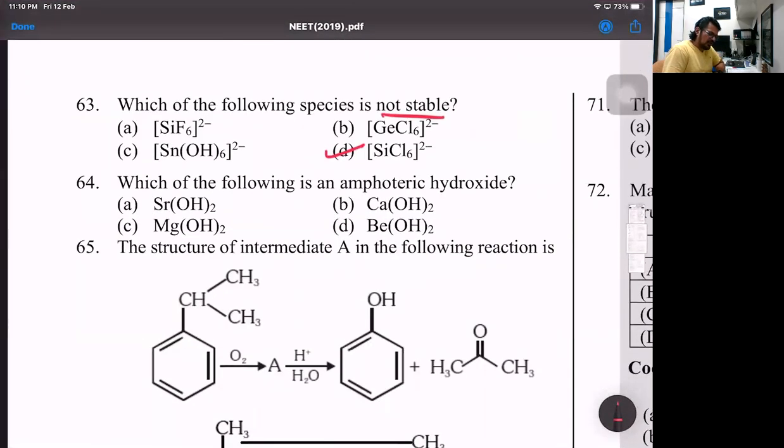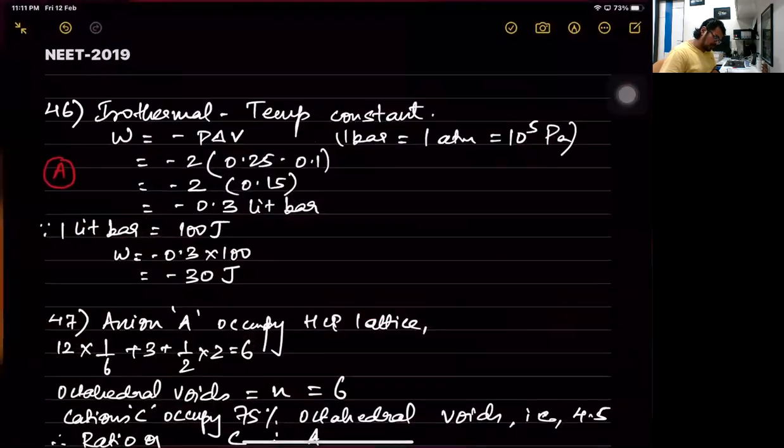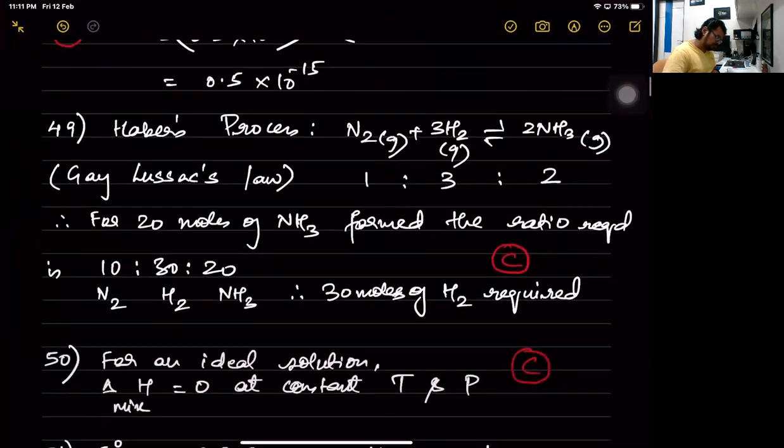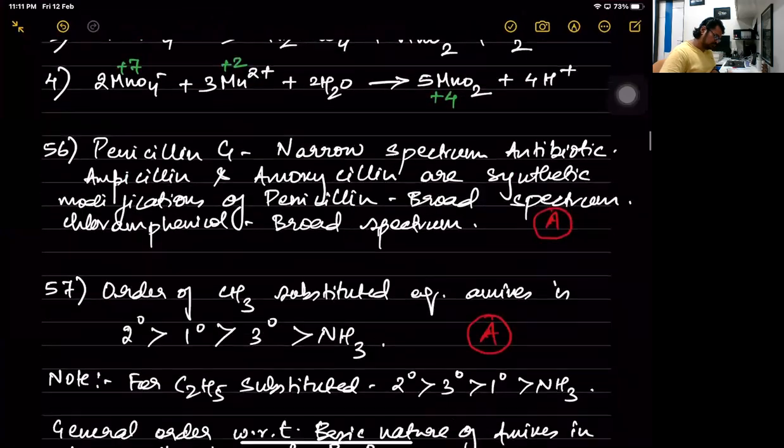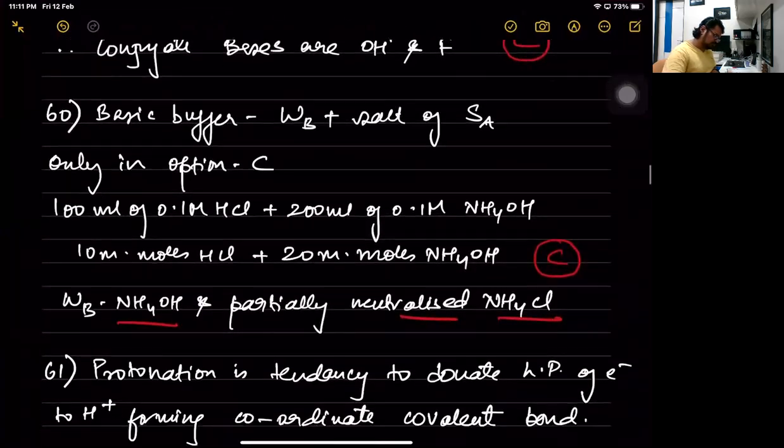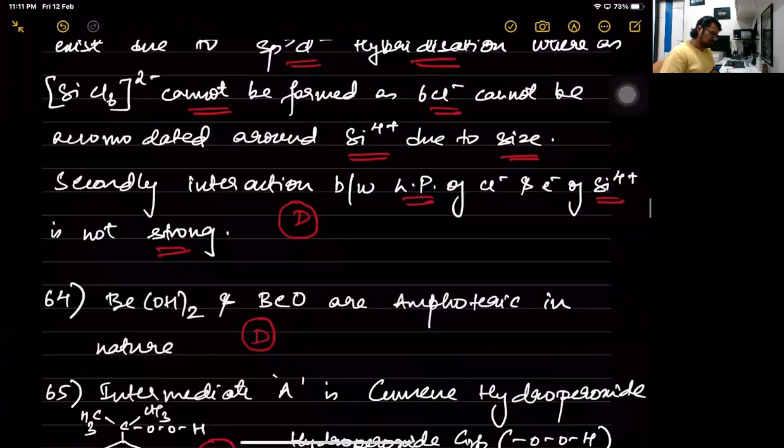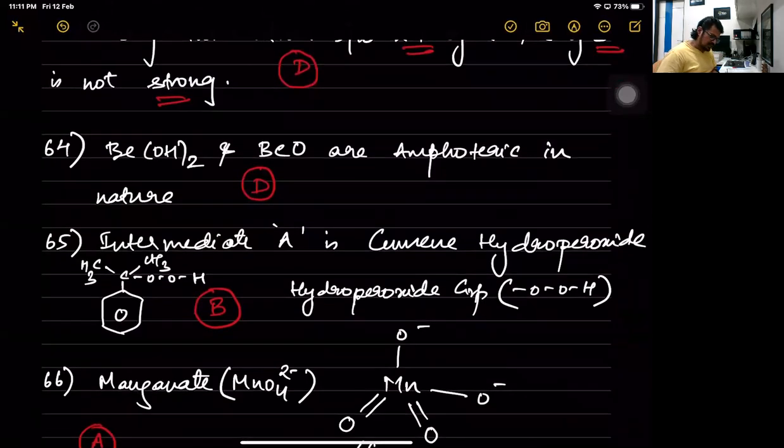64th one, which of the following is an amphoteric compound? The obvious answer is D. Beryllium hydroxide and beryllium oxide, both show amphoteric nature. They react with acids as well as bases to give salt and water. 64 is D. Okay. 65th one now.